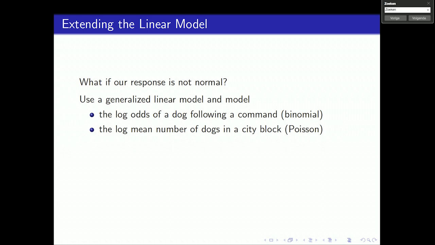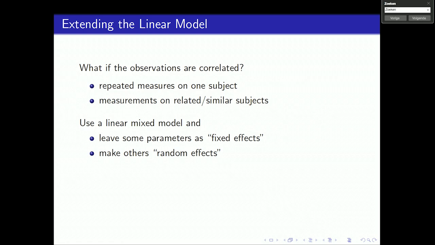If you have a response that's not normally distributed, then instead of modeling the response itself, you would model, in the binomial case, the log odds of something happening. And if you have counts, then you would model the log mean. Okay, so that covers if the responses are not normally distributed. How about if your responses are correlated? This definitely happens a lot in the real world. Maybe you have multiple measurements on one person, like following a bunch of people through time.